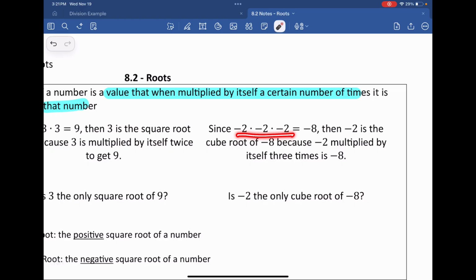Negative 2 is the cube root of negative 8, because negative 2 multiplied by itself 3 times, so negative 2 times negative 2 times negative 2, is negative 8.